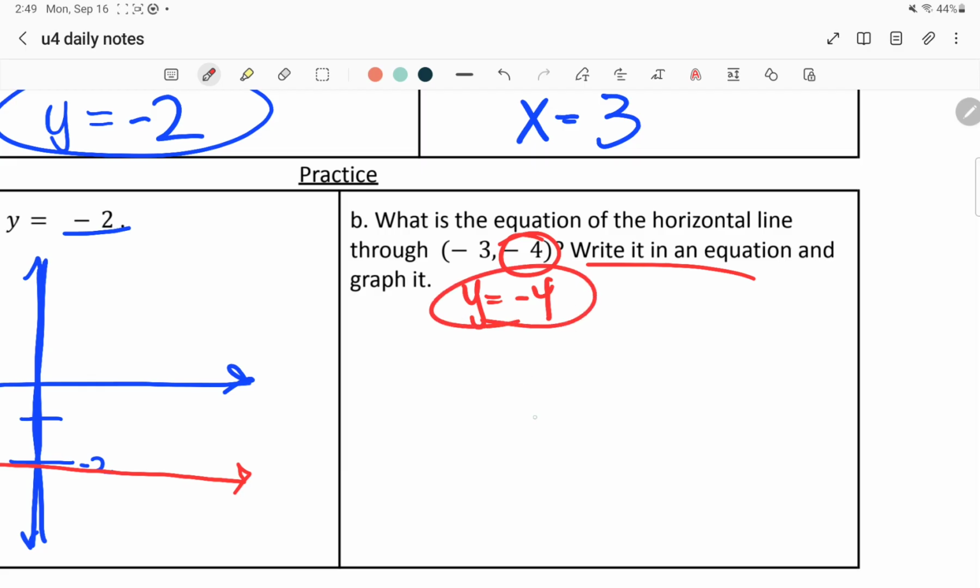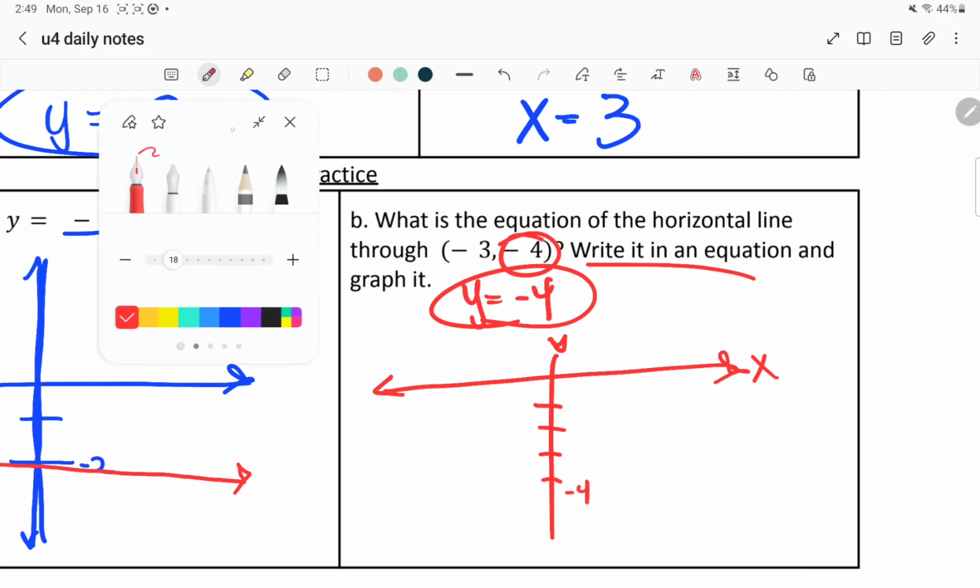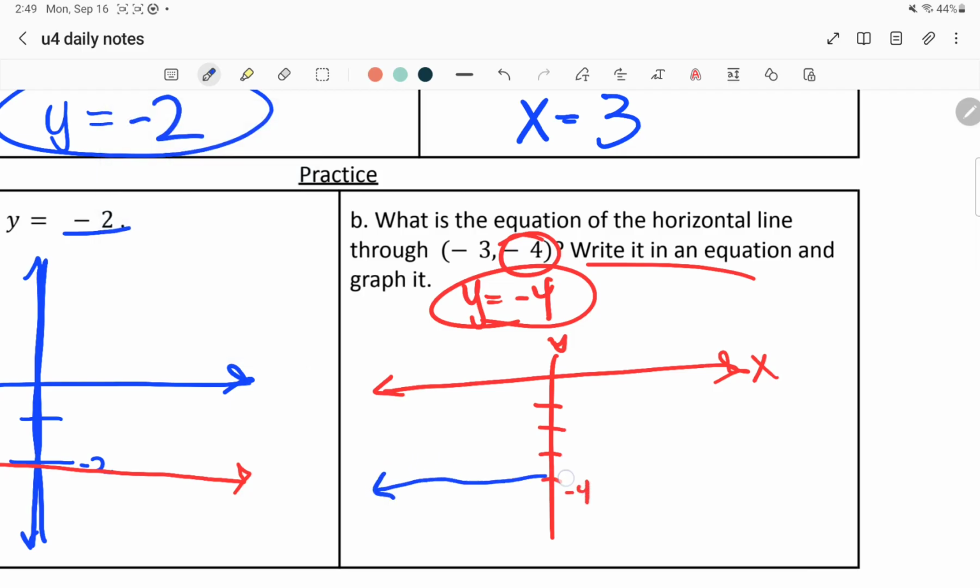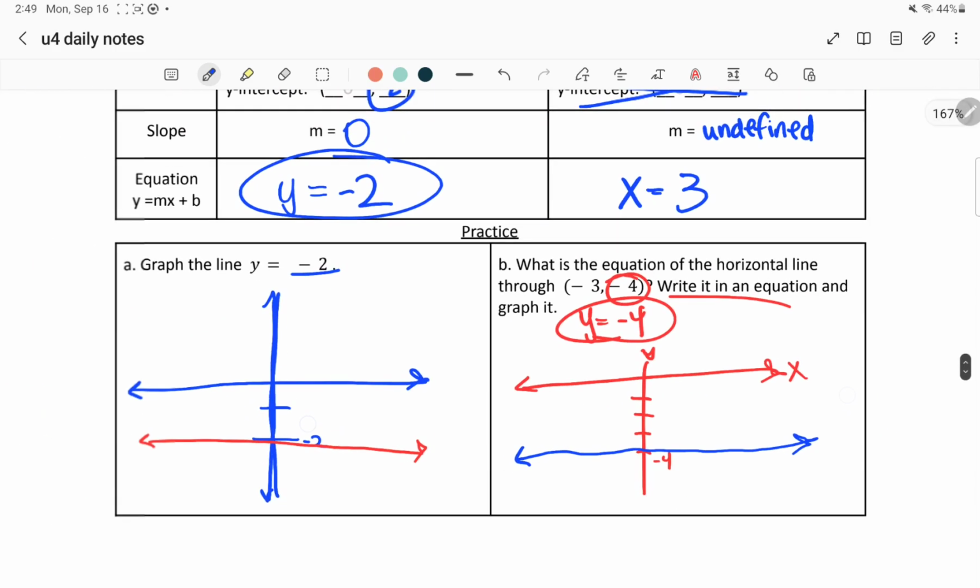So write it in an equation. There's my equation, and I'm going to graph it. So here's my x and y axis. So I'm going to go 1, 2, 3, 4 down, and then graph my line. And that's all there is to it.